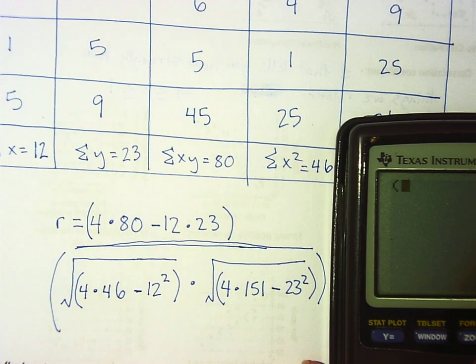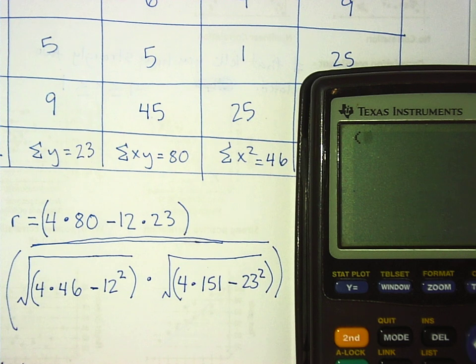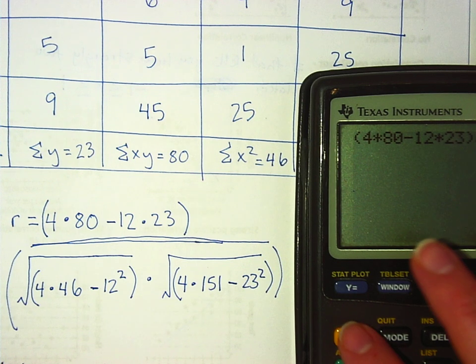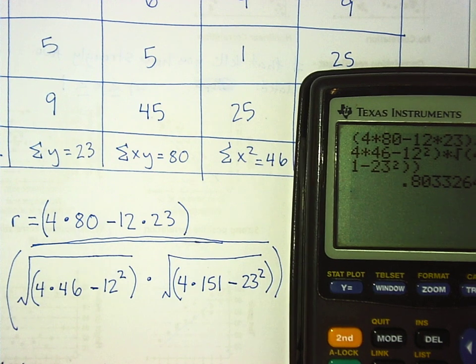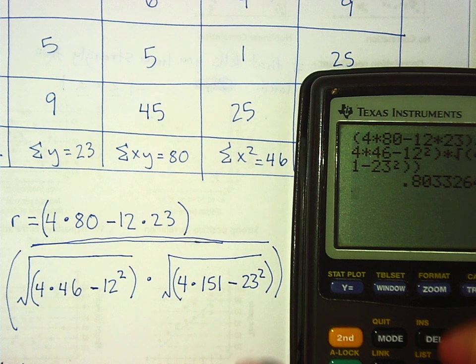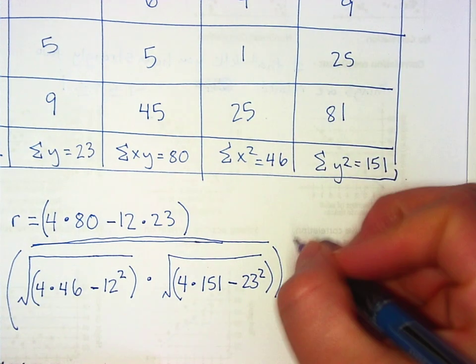So, do you want the 12 squared in parentheses, or should you just do the? No, just 12 squared. All right, so 4 times 80 minus 12 times 23, parentheses divided by, parentheses, square root. I got 0.803. That was a response where nobody got the same thing. Okay, well, it definitely has to be between -1 and +1. You got 0.803? All right, so 0.803 is the correct answer.